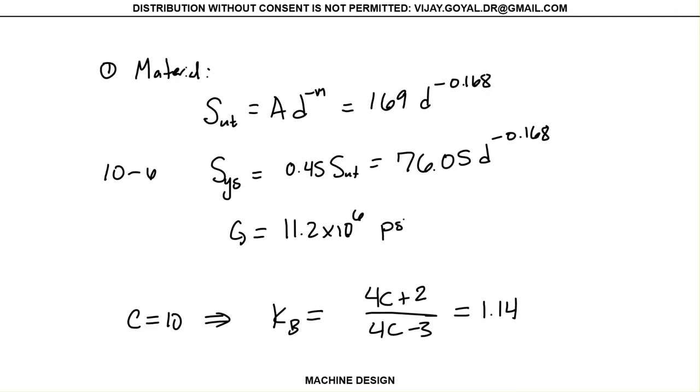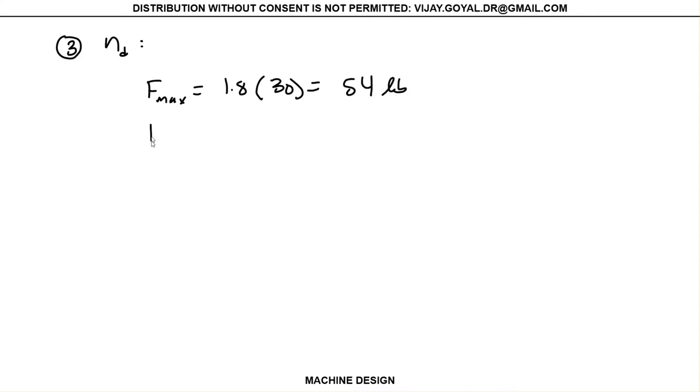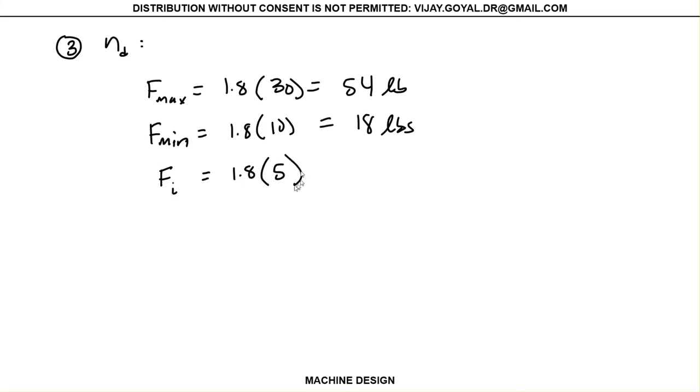Okay, so the next thing we want to do in the problem is modify your loads. Your F max is 1.8 times 30. That's given in the problem. That's 54 pounds. F minimum will be 1.8 times 10. That will be 18 pounds. And then you have your preload. Your preload in the problem was 5, and that gives you 9 pounds.